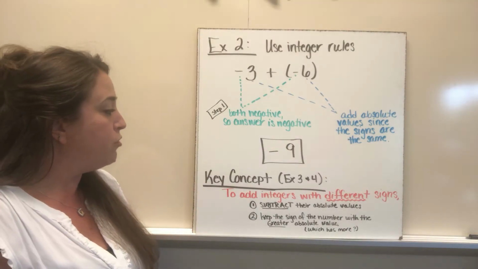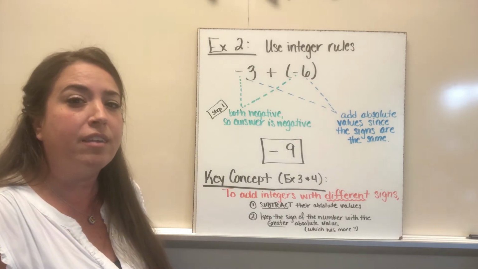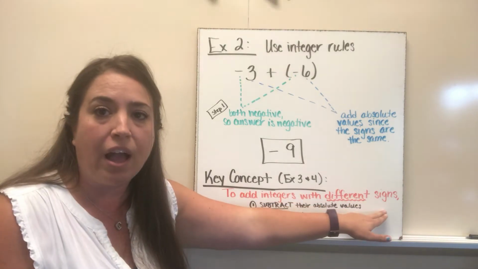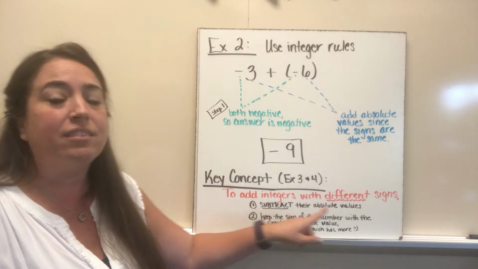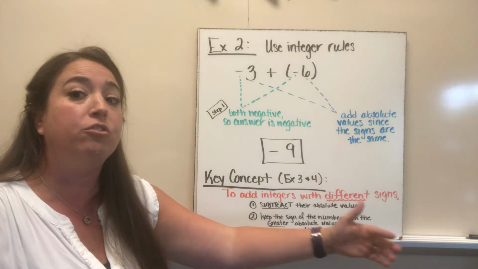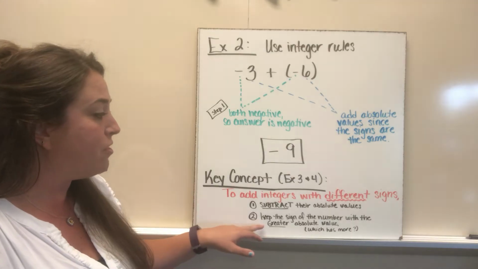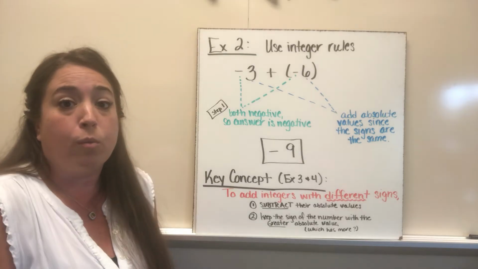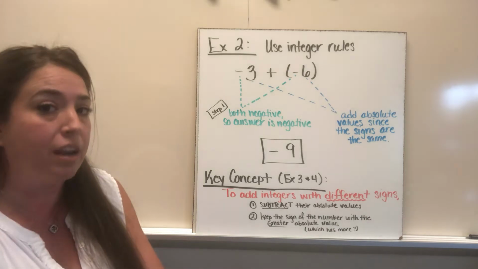Moving on, we're going to move to our next key concept. This will apply to examples 3 and 4. Example 3 and example 4 both are dealing with integers that have different signs. When you're adding integers with different signs, the first step is to subtract the absolute values. So we're not adding these together. They're not like signs anymore. They're different. So we need to subtract the absolute values. And we're going to keep the sign of the number with the greater absolute value. So in other words, we want to know which group has more. Is it the positive group of integers or the negative group of integers?